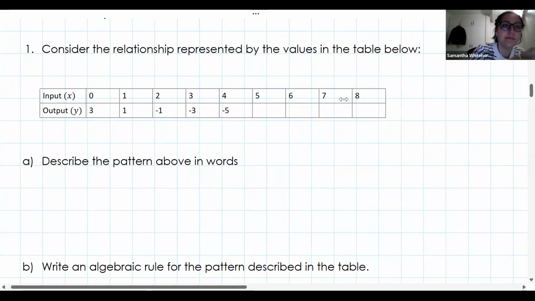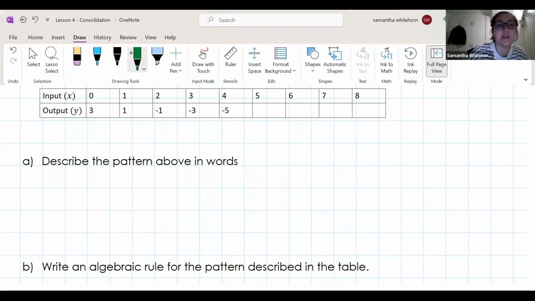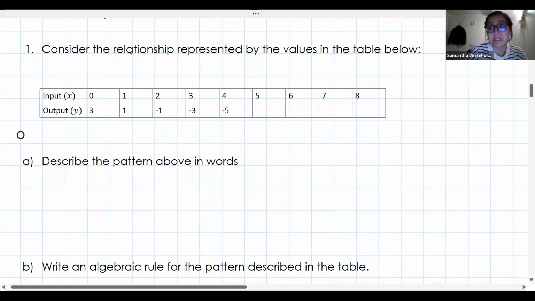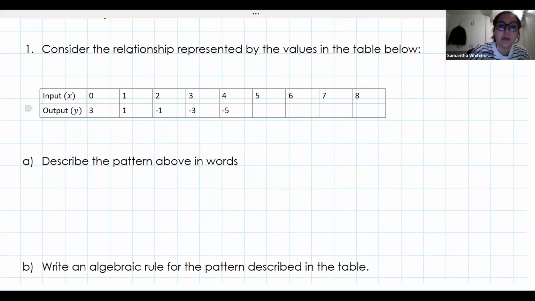So first decide, okay, I've been given a set of inputs and outputs. Obviously, that's important. Let's see what the pattern is. So when I say let's see what the pattern is, I mean, let's go and have a look. How am I getting from an output of 3 to an output of 1? I'm subtracting 2. An output of 1 to an output of -1, I'm subtracting 2. -1 to -3, subtracting 2.